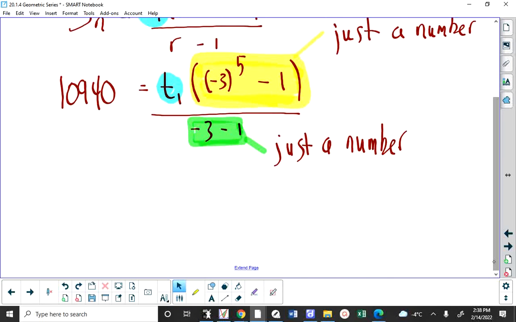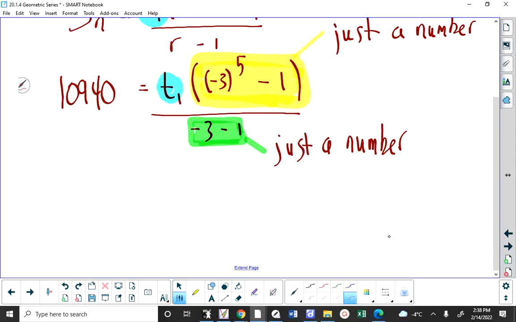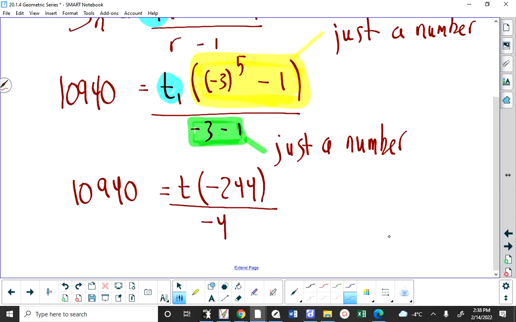Negative 3 to the 5 minus 1, I believe, is negative 244, but I need some help with that. Okay. Just to show this to people, negative 3 in brackets raised to the 5, then minus 1. You get negative 244. So we have 10,940 equals the first term times negative 244 over negative 4.